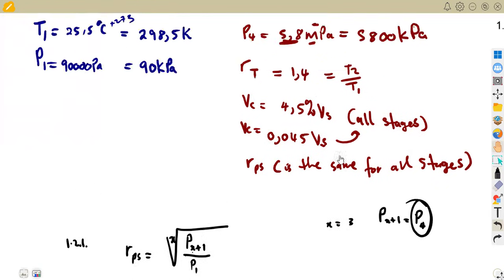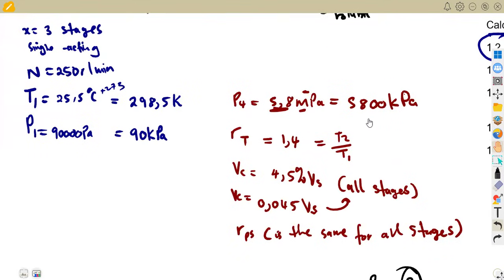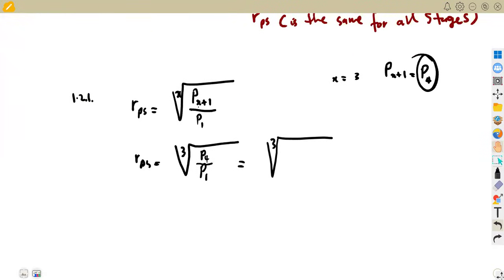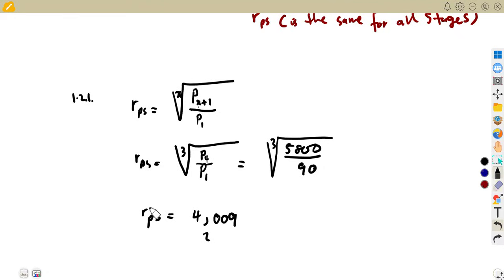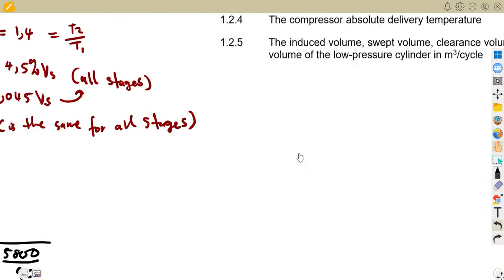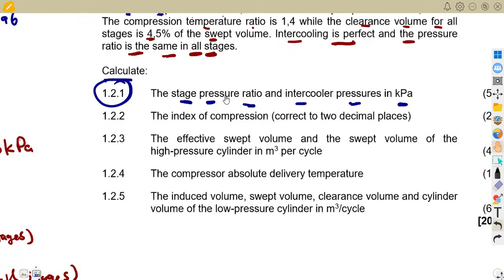Remember, we have these pressures here. We are given P4, 5,800 kilopascal, and P1, 90 kilopascal. So we are simply substituting our values: 5,800 over 90. This was going to give us the pressure ratio, which is 4.009, as your pressure ratio. So wherever we need the pressure ratio, we are going to use this. That is the idea there. So this is what we were given on this question, to calculate the stage pressure ratio.